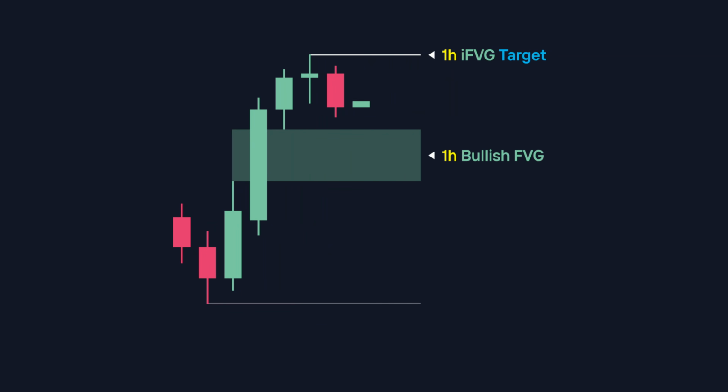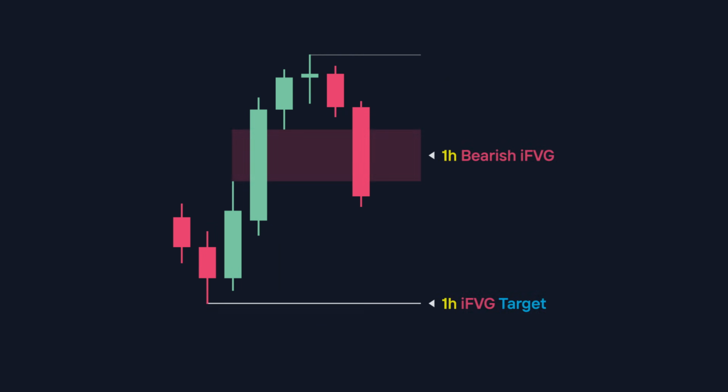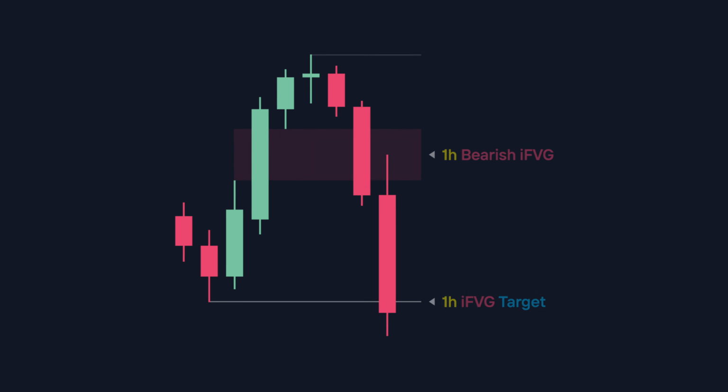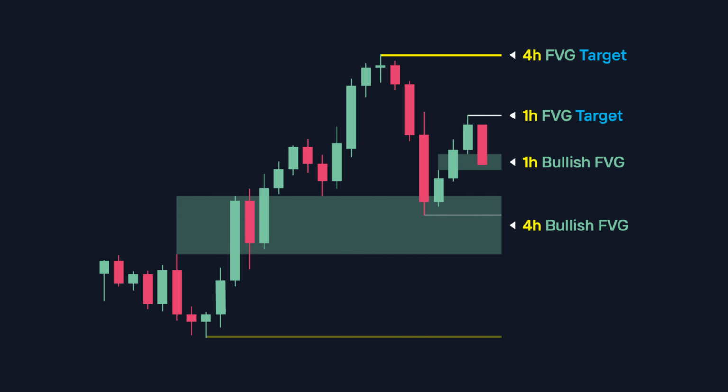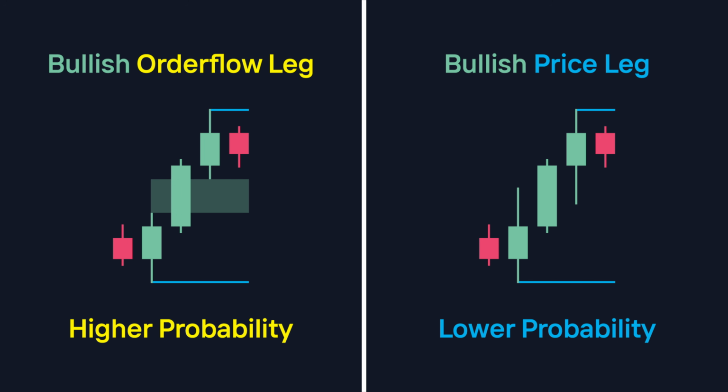Orderflow legs are potentially the most powerful concept that a trader can add to their toolkit when it comes to understanding which directional bias the market is currently favoring on a multi-timeframe basis, making it easy to quickly filter the high-quality FVG and iFVG setups from the ones that should be avoided, whilst also providing us with clear, immediate liquidity targets for each trade.